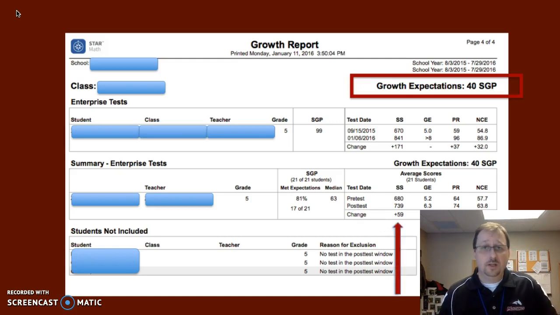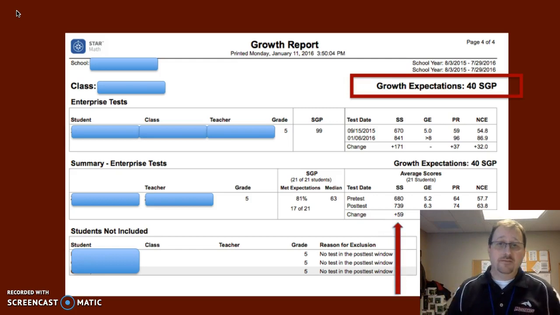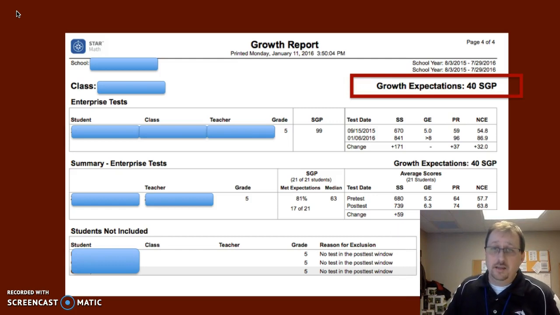You can also take a look on this report at the average scale score increase. In this case, this class saw an average scale score increase of 59. And when you take a look at the percentile rank increase, if you were to look at the class as one rather than as several individuals, you had a percentile rank in the fall of 64, and a percentile rank mid-year of 74. So you saw a nice increase in this case as well.